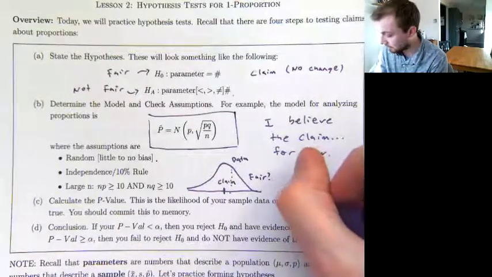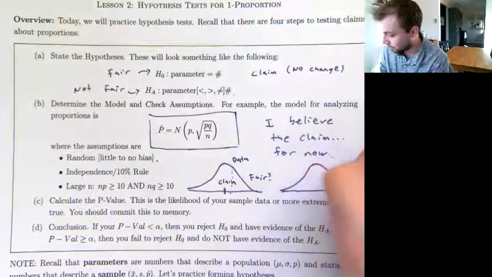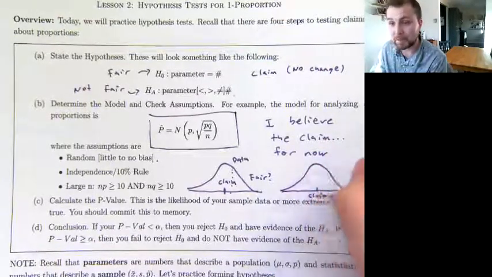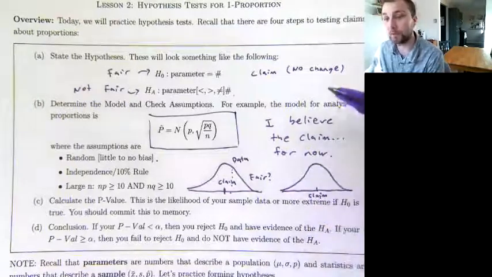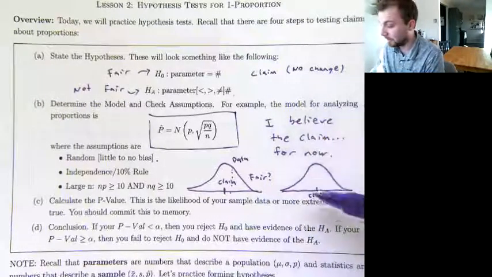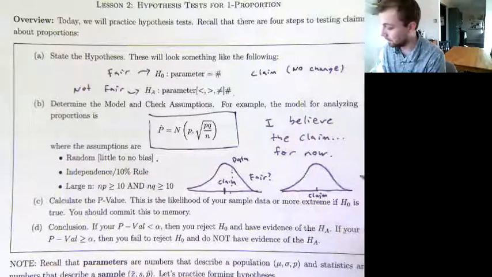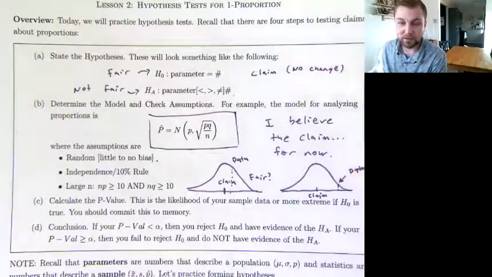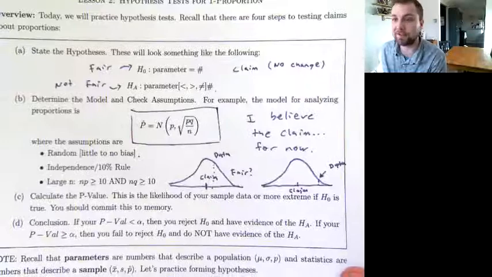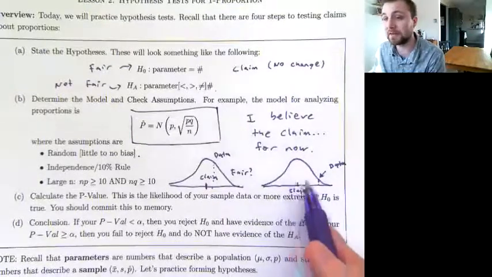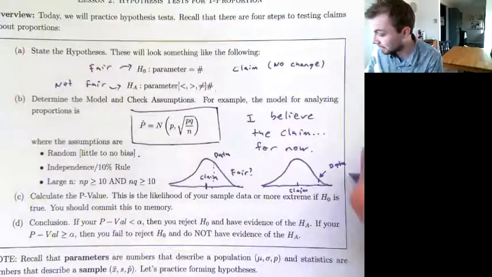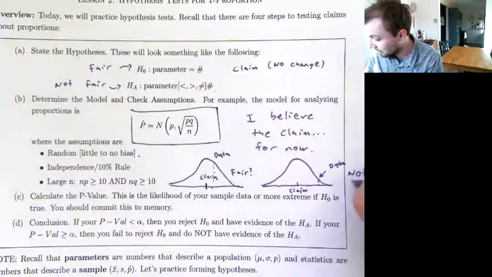Or maybe my picture looks something like this, where I have my claim in the center. The claim is always in the center. I'm assuming it's true. That's what I mean when I say I assume the null hypothesis is true. I put it in the center. And let's suppose this time that my data is way out here. They told me I should have a 50% success rate, and I have a 90% success rate. That's considerably larger than I was anticipating. If it's this far away, I might think that it is not fair.